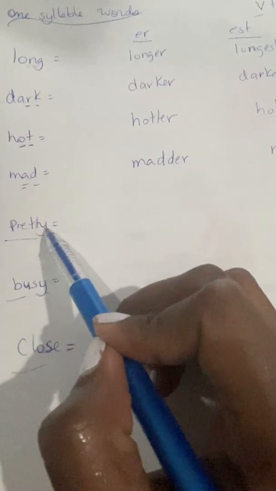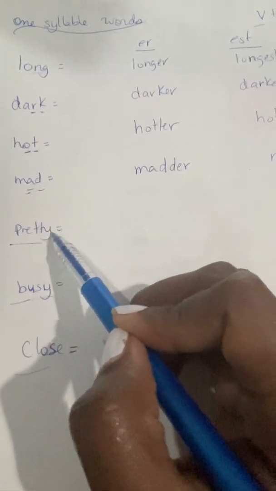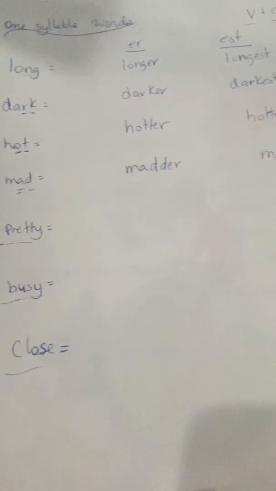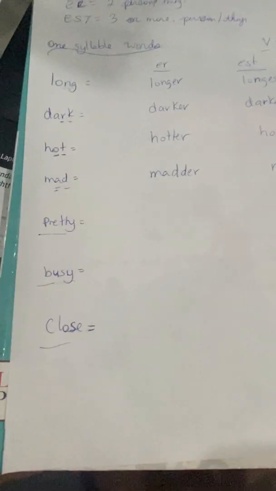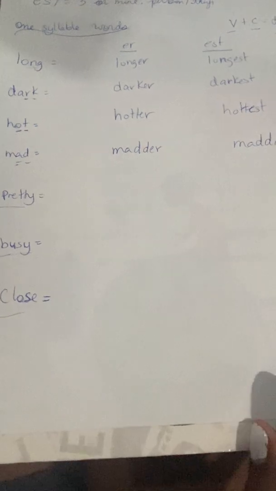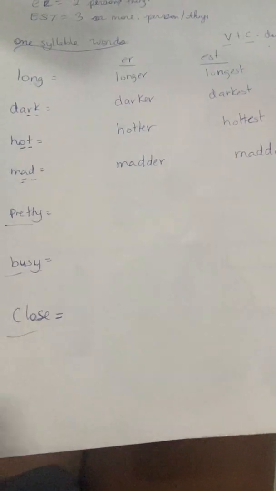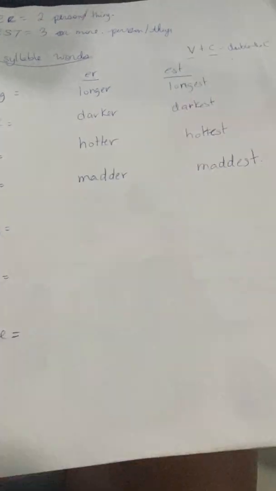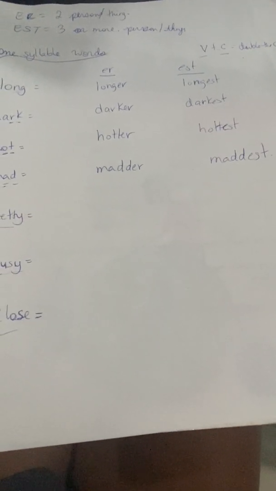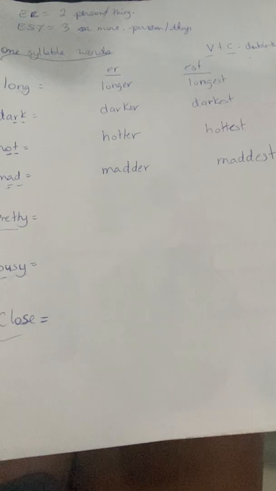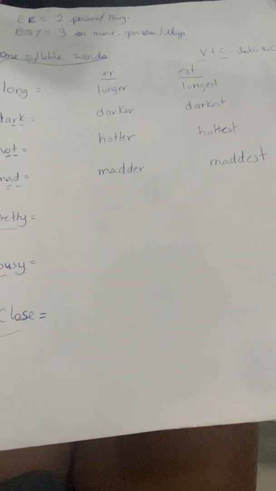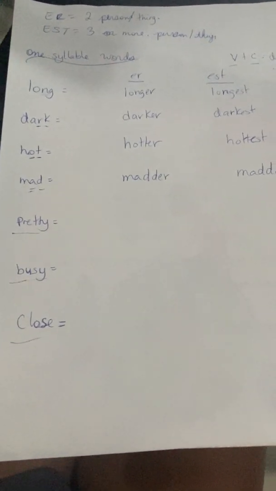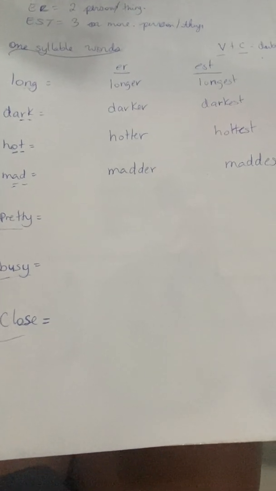It ends with 2 consonants, but there's a special rule if it ends with a Y. I'm sure we're familiar with the rule. If it ends with a Y, we need to change the Y to I and then add ER or EST. Now, if we want to take a look at this word, pretty, if we're trying to clap the syllables, pretty actually sounds like it has 2 syllables.